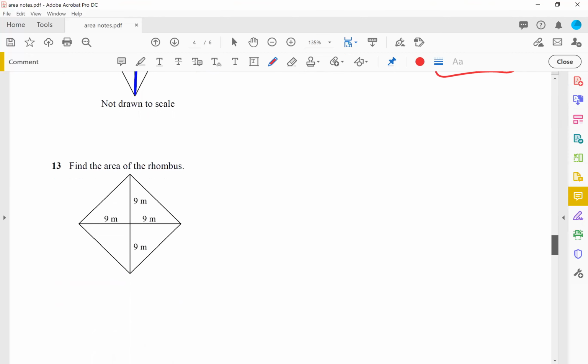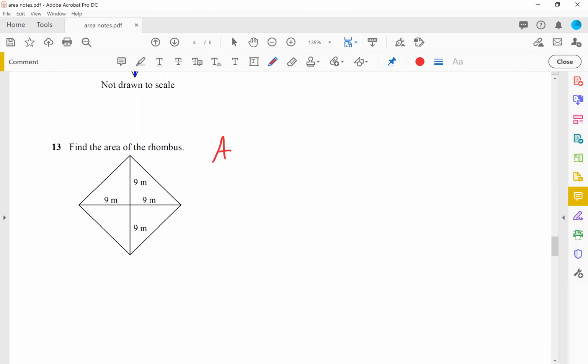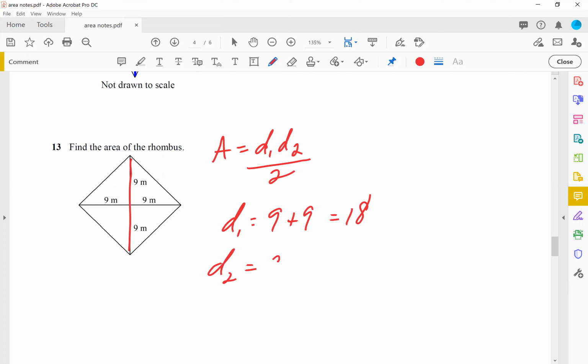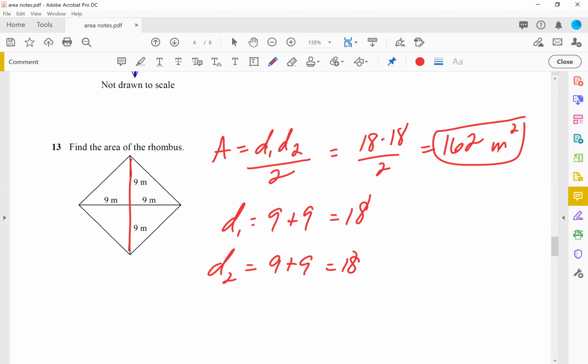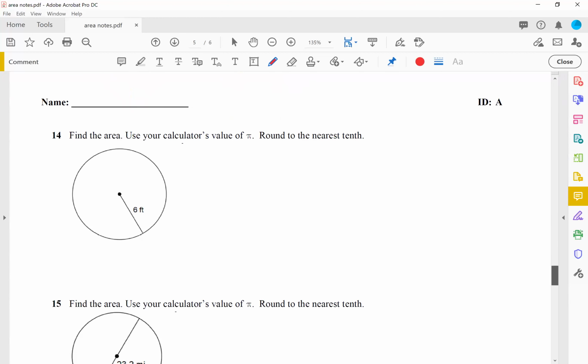Last few. Rhombus. Rhombus is the same thing as a kite. Diagonal 1 times diagonal 2, divide by 2. Diagonal 1, 9 plus 9, you have to add both sections. Diagonal 2, is also 9 plus 9. Okay, so 18 times 18, divide by 2. 18 times 18, divide by 2, we get 162 meters squared. So that's a rhombus.